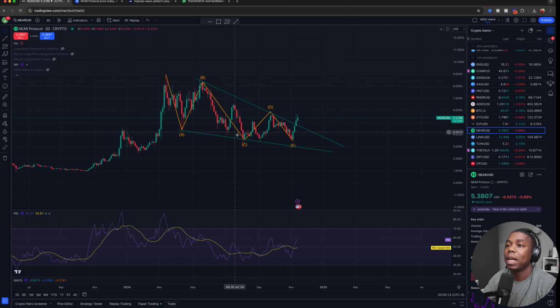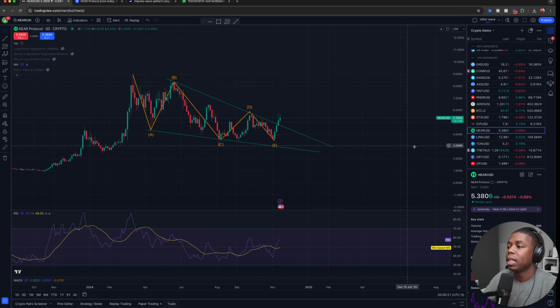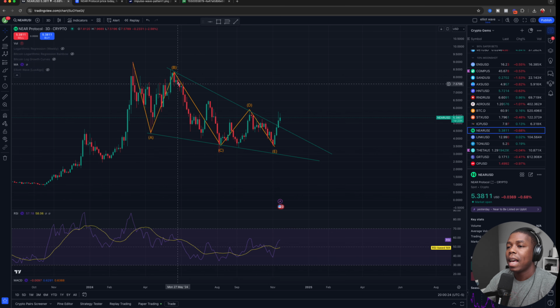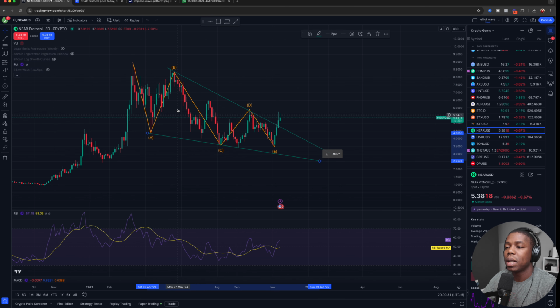Near Protocol is making a descending triangle, an ABCDE triangle, a barrier triangle, descending wedge, whatever it is that you want to call it. And so usually once this happens, these 5 waves happen, we will see a breakout of this range from these 2 converging trend lines. These 2 trend lines are coming together to make a point. And towards the end of that, we will see price break out, just like we are seeing right here on this candle from November 5th, which was right during the US presidential election.